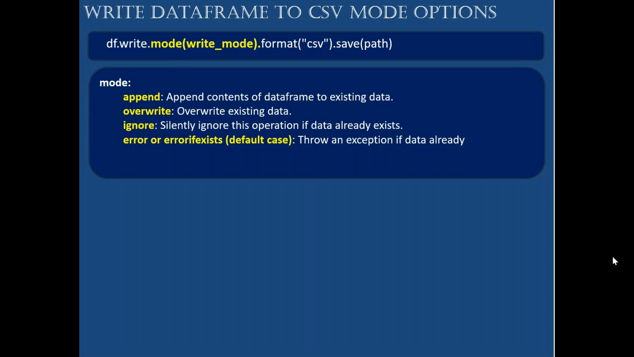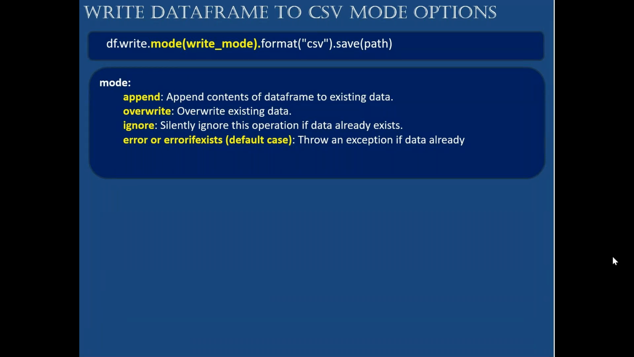If you're writing into the target in overwrite mode, it will remove the existing data and save only the new data. Ignore means, in case some data is already available, it will not make any changes. It will simply mark it as successful without any changes. That entire write statement itself will be ignored in case it finds some data in the target.